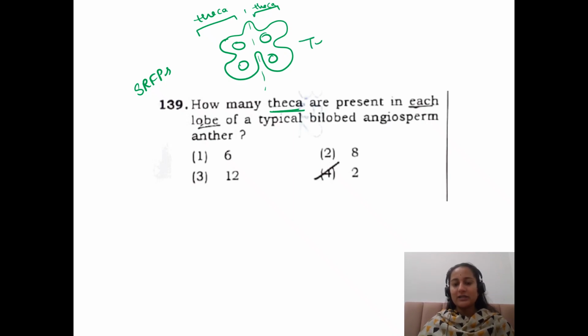Two sporangia are present, bisporangiate. Four are present, tetrasporangiate. So how many theca are present in each lobe? Each lobe will contain only 2 in the bilobed anther.